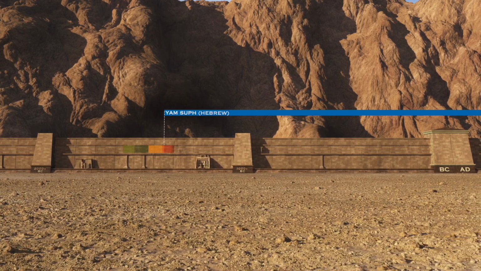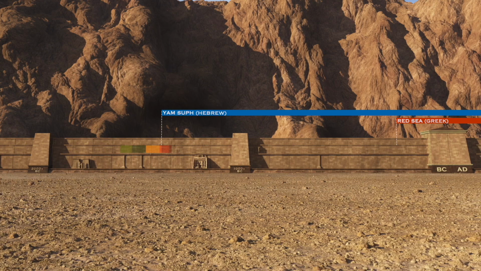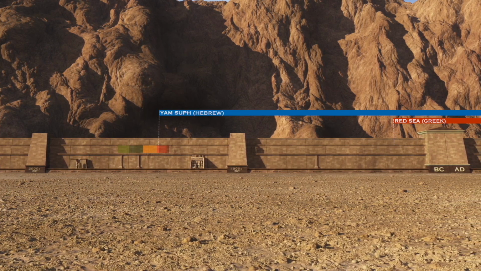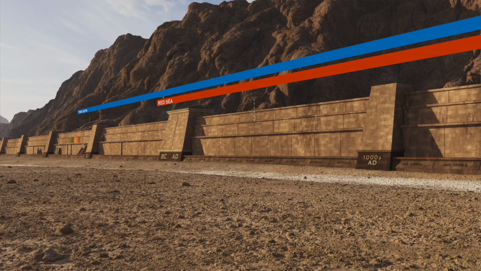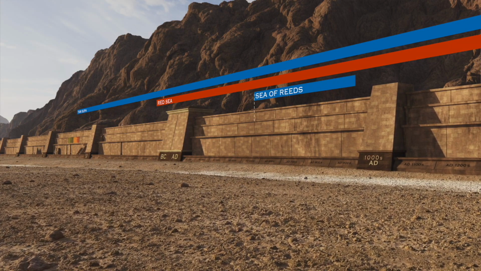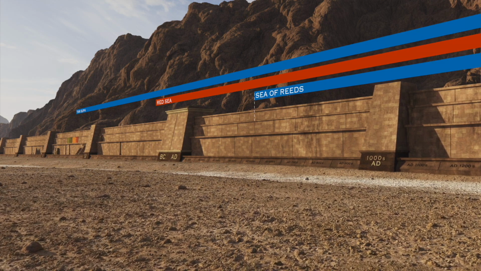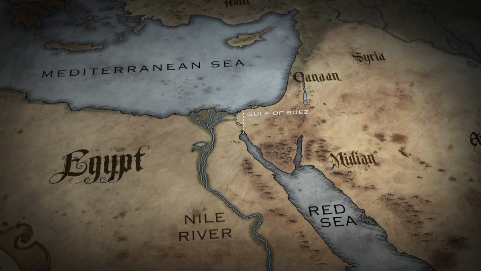Then this location name was identified as the Red Sea in the Septuagint, the Greek translation of the Hebrew Bible. Finally, some scholars began to translate the Hebrew term Yam Suph as Sea of Reeds. For a long time, it was thought that this Sea of Reeds was the same place as the Red Sea at the Gulf of Suez.